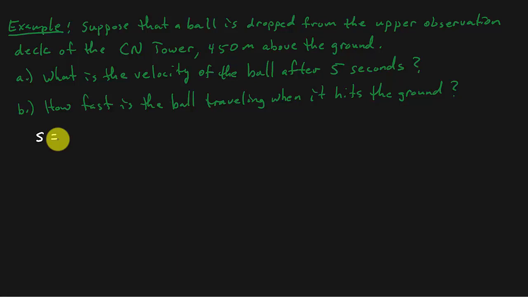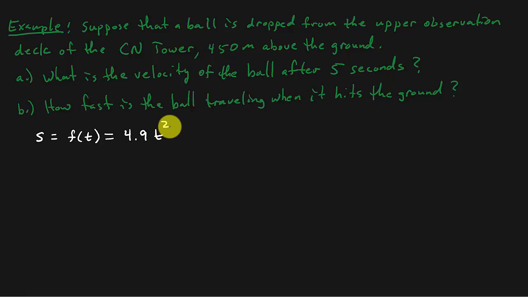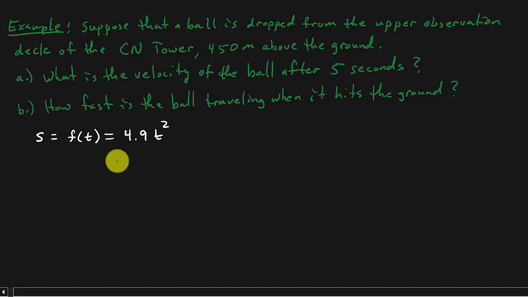s is the displacement function, v would be your velocity, and we'll get into later on, a would be your acceleration. So s, which is f of t, you can call it f of t, it doesn't matter, is 4.9 t squared. You might be thinking, how did you know that? Where did that come from? Well, they'll give you that in the problem. Later on in calculus class, you'll learn how to find that function.